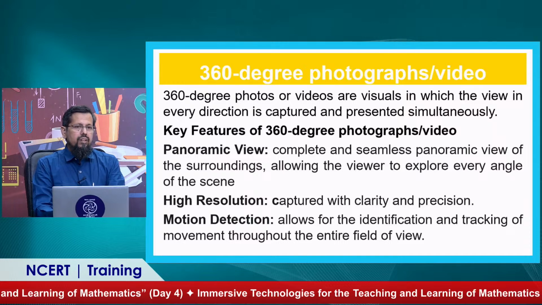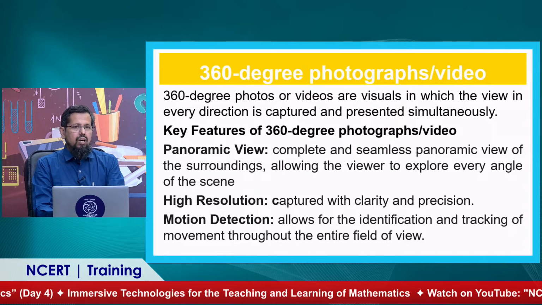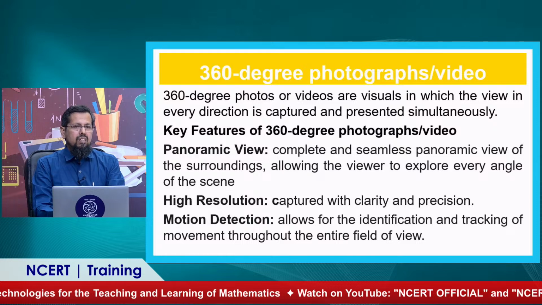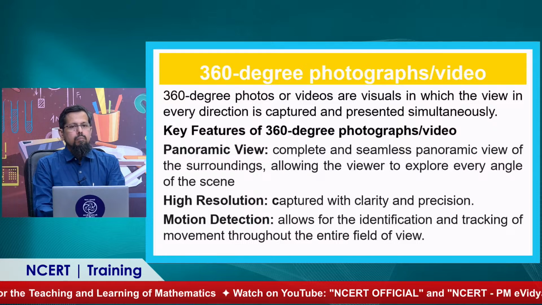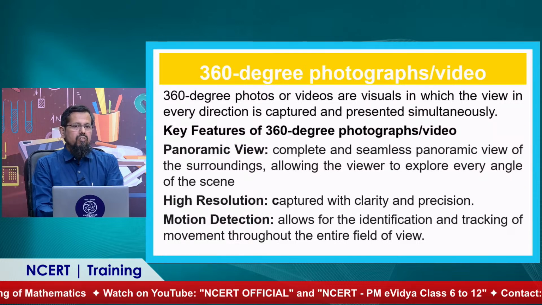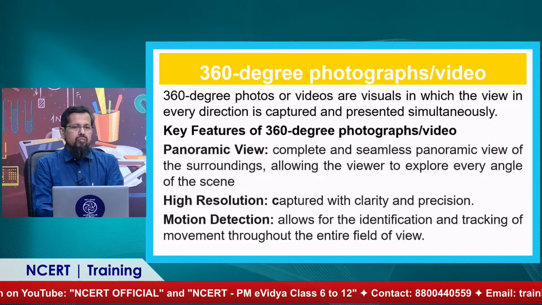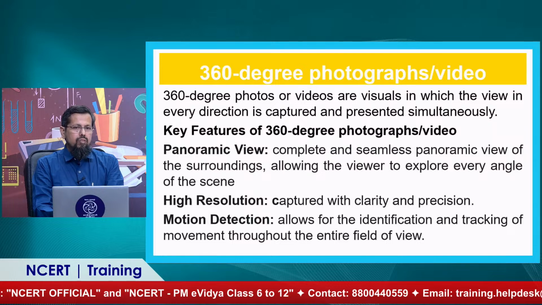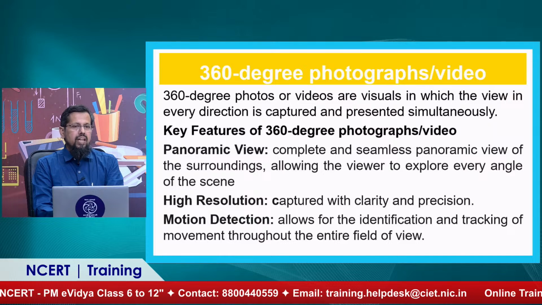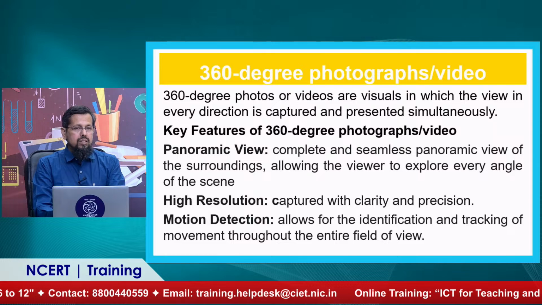So there are different features also. If you talk about 360-degree photographs or videos, the very important feature of this type of technology is that it has a complete panoramic view of the surroundings, and it allows the viewer or the learner to explore every angle of the scene. So suppose a child is viewing the 360-degree photograph or the video, he or she can go to each and every angle of that particular scenario or scene. So that is the power of the 360-degree technology.